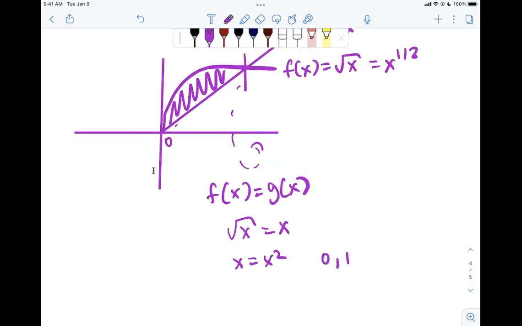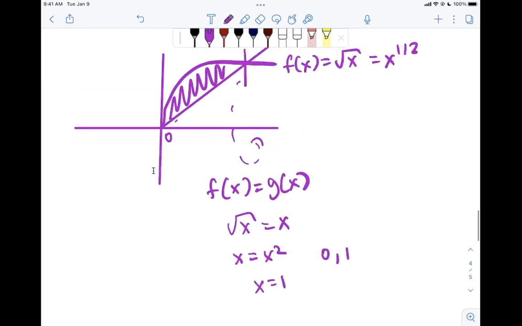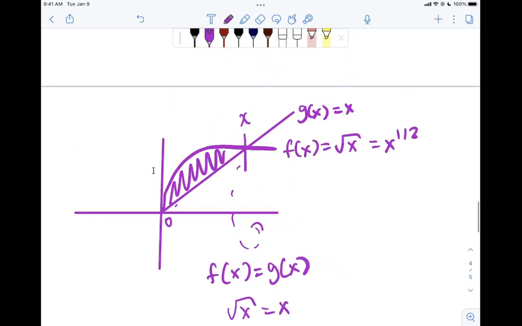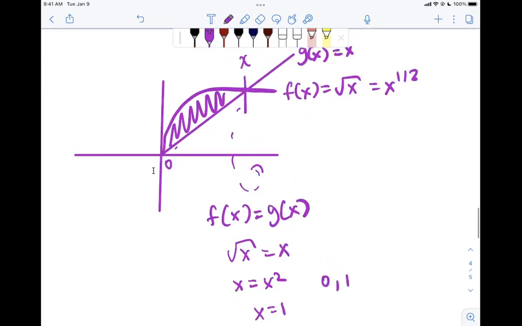Well, you don't want 0, we want the strictly positive solution, so we're just going to take x equals 1. And that's going to be the point we're looking for. All right, and then once we have that, we know we're integrating from 0 to 1. So let's first do f of x, because that's the outer function. We can see that from the graph.